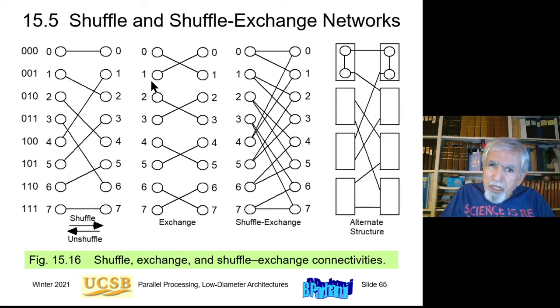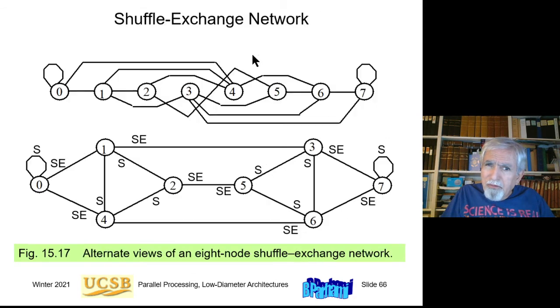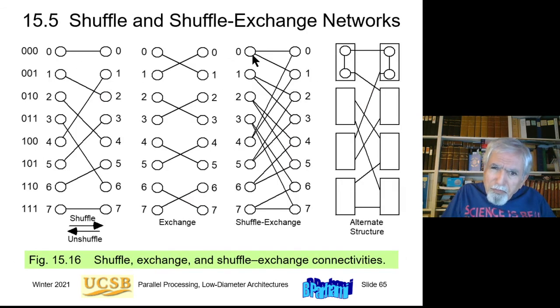And this is an exchange connection. This is sort of like dimension 0 in a butterfly. And this is known as a shuffle exchange network. In other words, connections between nodes in this column and this column consist of shuffle connections, as here. So all the shuffle connections exist in this diagram, plus shuffle exchange. So shuffle takes me from 0 to 0. Exchange takes me from 0 to 1. So 0 to 1 exists.